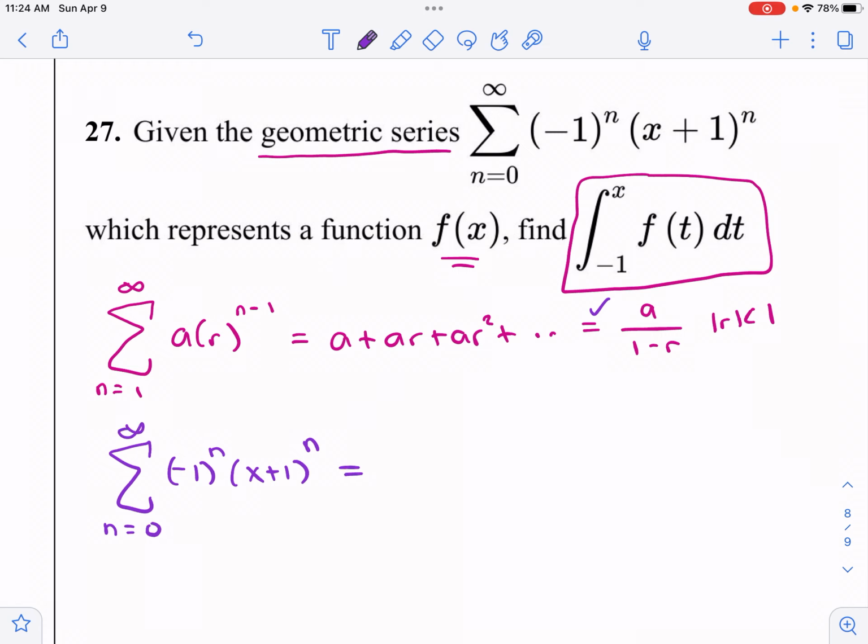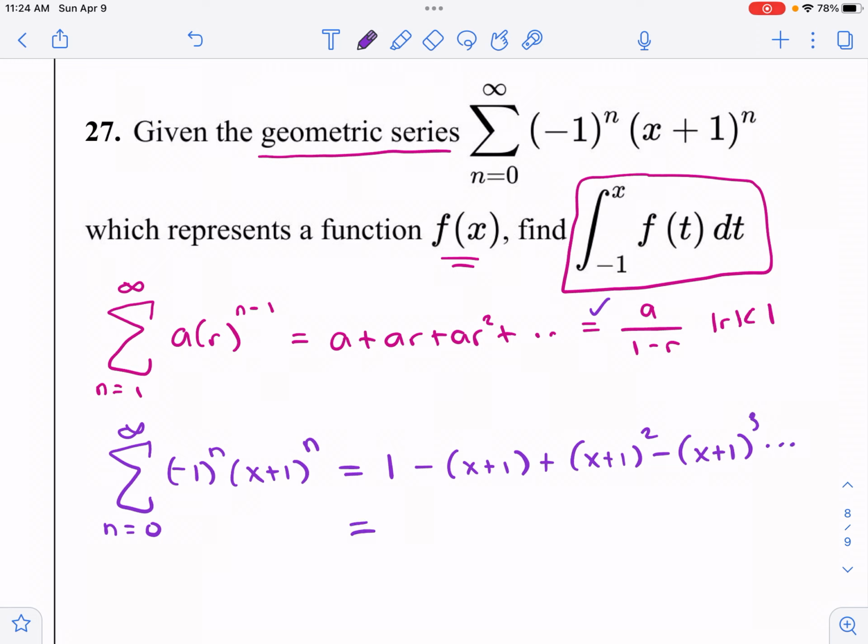Let's write out the first few terms. When you plug in a 0, you get 1. And when you plug in a 1, you get negative (x+1). When you plug in a 2, you get positive (x+1) squared. And then negative (x+1) cubed, etc.